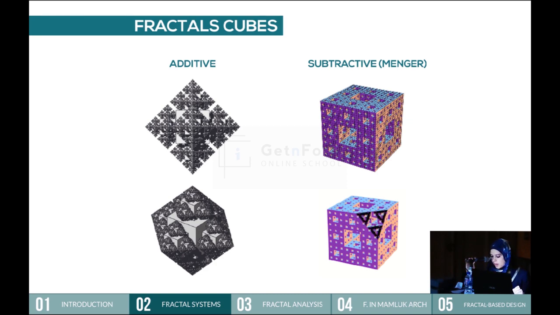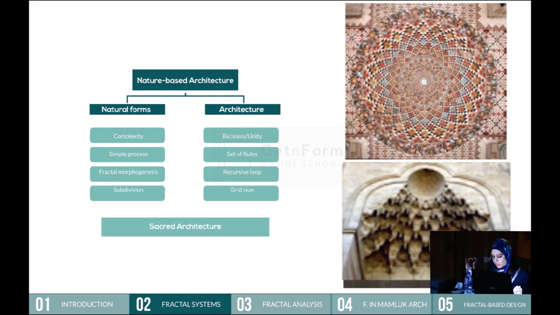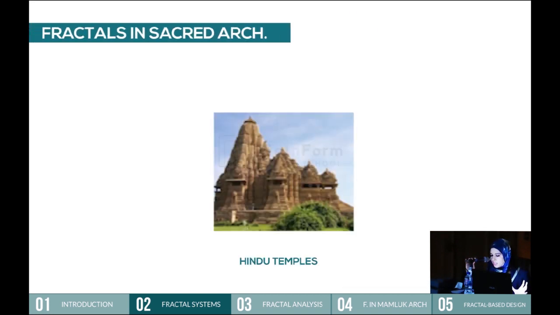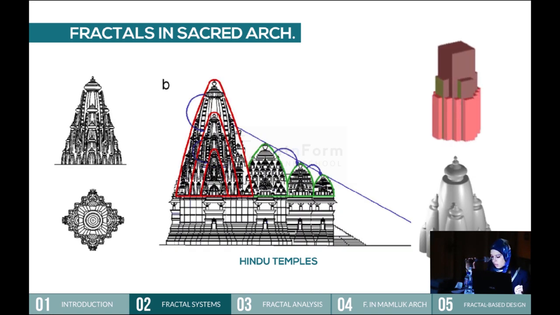Nature inspired architecture, and sacred architecture particularly, to represent the concept of unity and subdivision. Sacred architecture is represented in Islamic architecture, Gothic, and Hindu temples as well. The Hindu temple in India represents this 3-dimensional fractal geometry, and the Burgos Cathedral and Sagrada Familia as well.